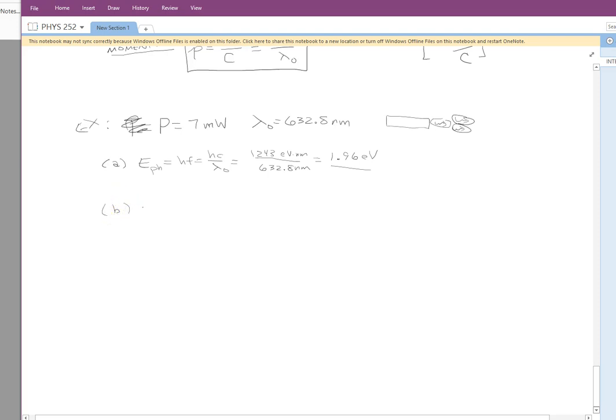Let's go to part B. We're supposed to find the photon rate, R sub ph. What's the number of photons per time being emitted by this laser? Well, that's going to be related to the power. Remember, the power is the energy of a photon times the photon rate. So all I have to do, it seems, is take the power and divide by the energy of the photon. So I'm going to put in 7 milliwatts.